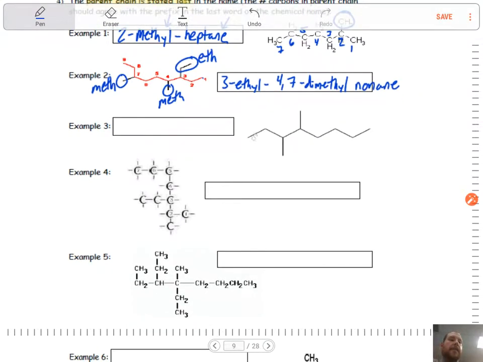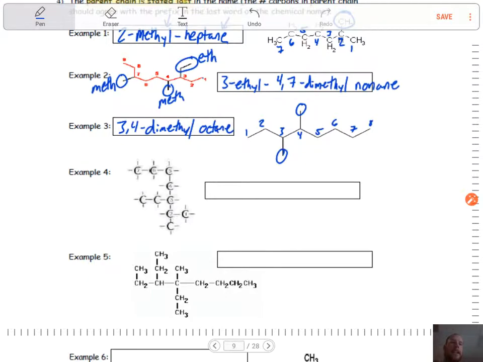So example 3, find your longest chain. That's this middle guy right here. You can kind of see it. 1, 2, 3, 4, 5, 6, 7, 8. Remember, wherever there's a bend, that's a carbon. All right. So that's my big chain. So now I'm going to label, oh, look, there's 1 carbon here and 1 carbon. So they're both methyl. So we've got it on position 3 and 4, dimethyl. And then the long chain is 8, so that's octane.